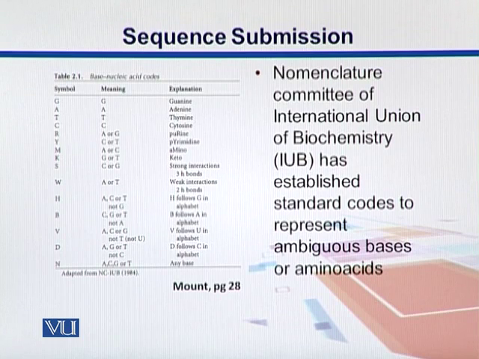S is if they have strong interactions, three bonds, we can call them triple bonds. C or G, they form triple bonds, so S at this position can be either C or G. W is for weak interactions, A or T. H, since it follows G, is everything except G, so it can be A, C or T, and a similar procedure is followed down below for B, V and D. N can be any base.